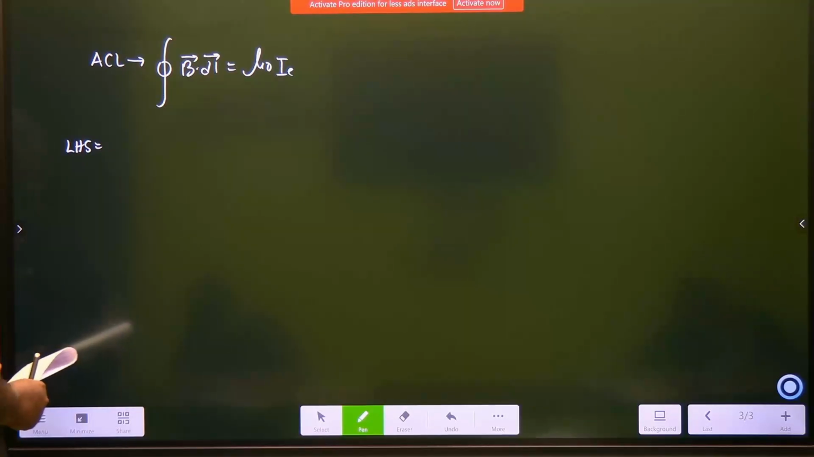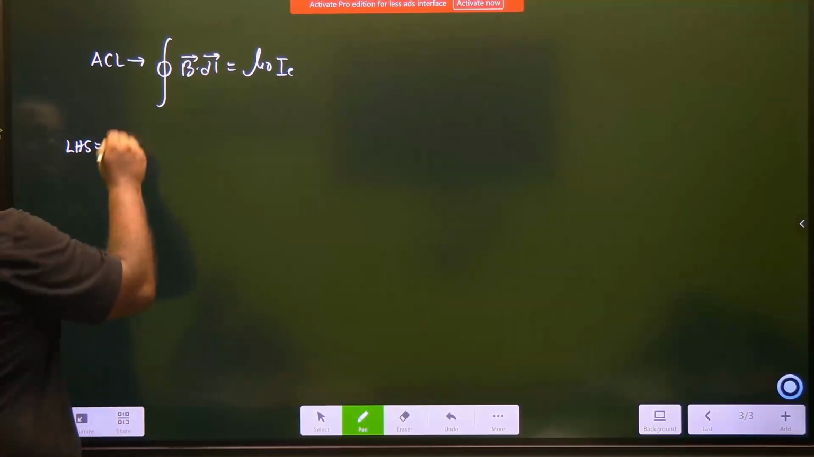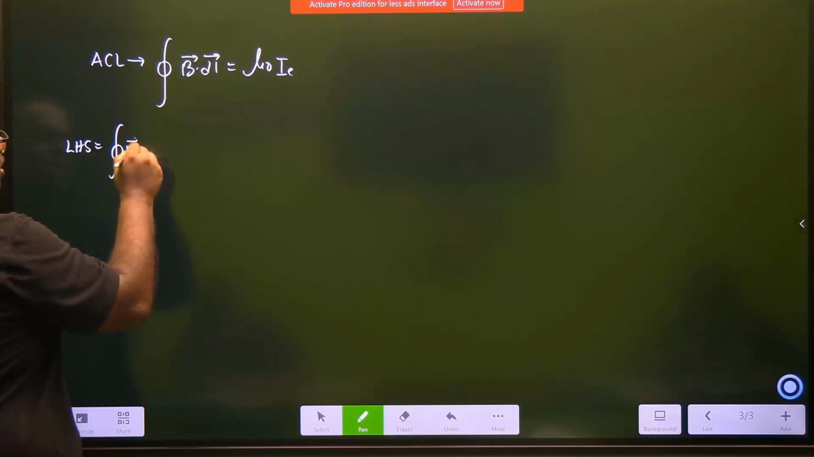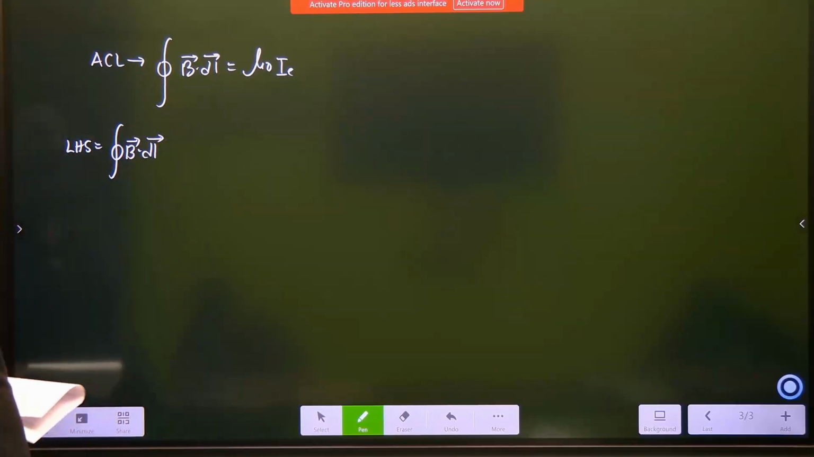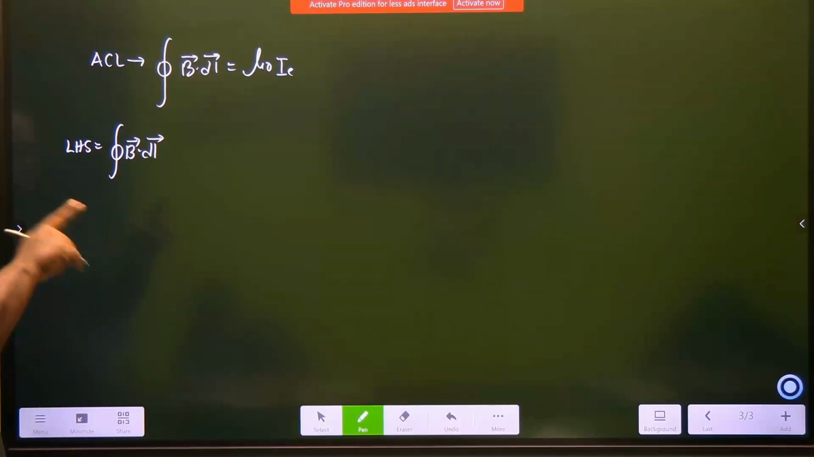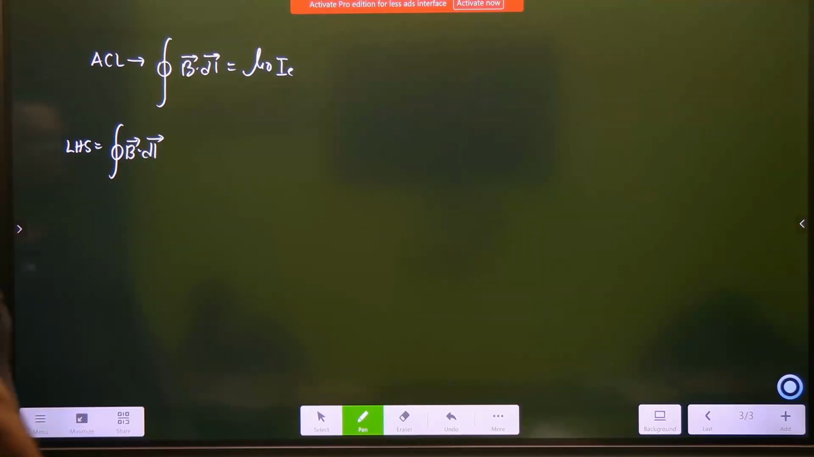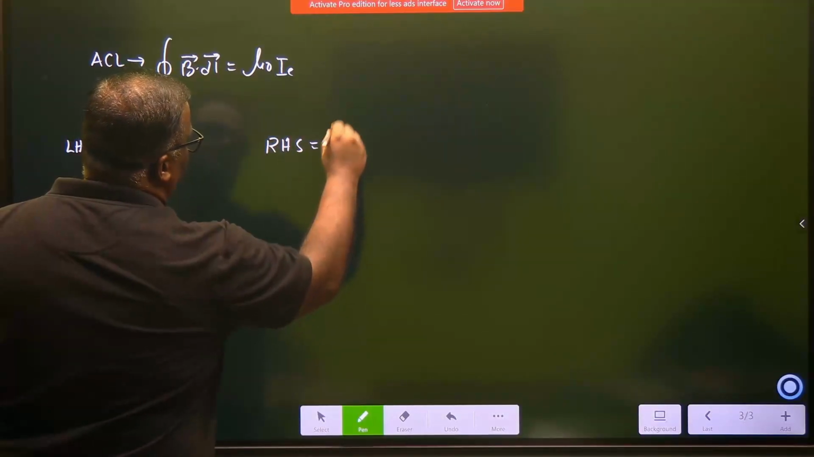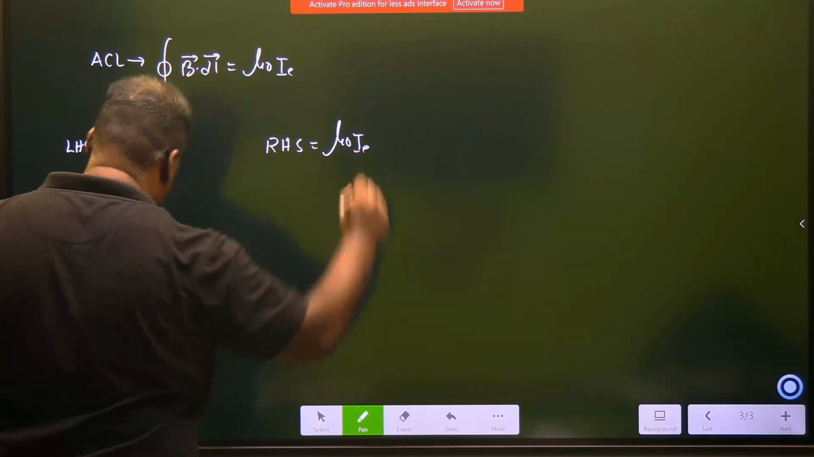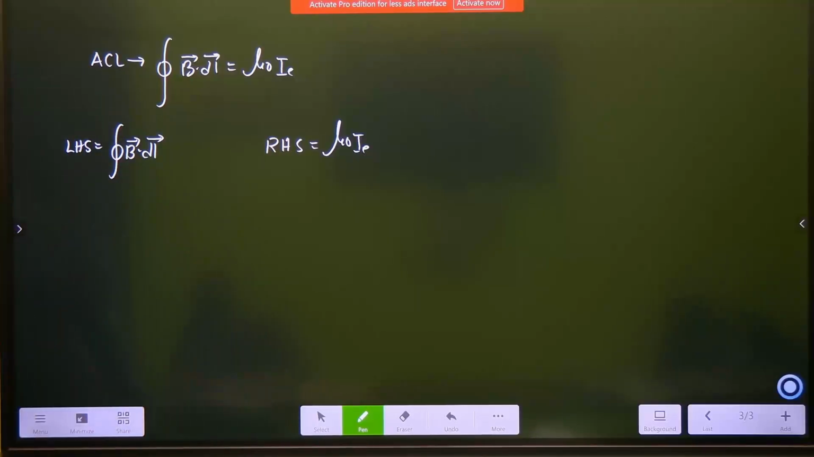You can write down: the LHS tells you to go around each closed loop. LHS is B dot dl. Go around each closed loop and add the tangential magnetic field. And the RHS tells you the total current enclosed by the loop.